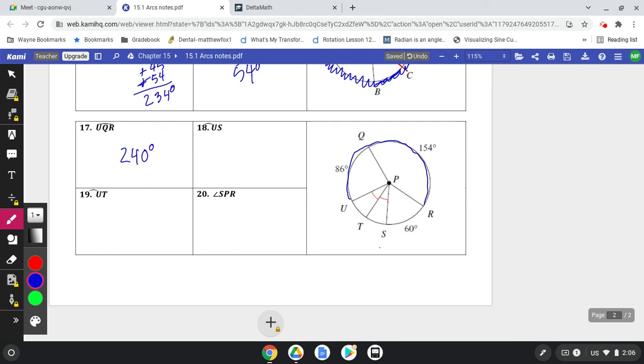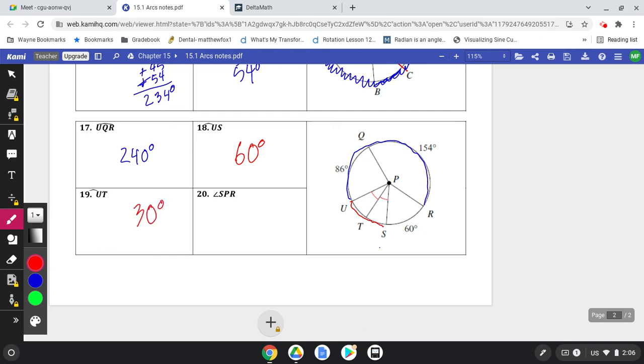Now US, that's going to be this chunk right here. If we add that 240 plus this 60, we'll get 300. Take that away from 360 because the whole thing's 360. We're left with 60 degrees for US. Now UT, we know that each of these is going to be equal because of these congruent markings. So we divide 60 by 2, and we're left with 30 for each of those.